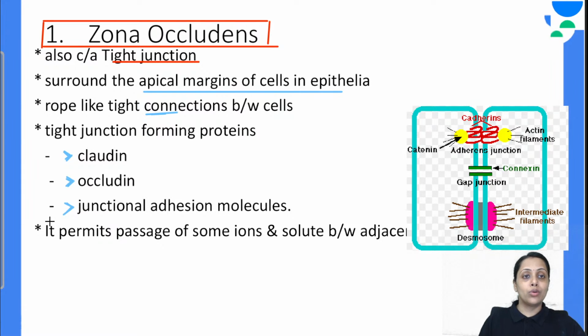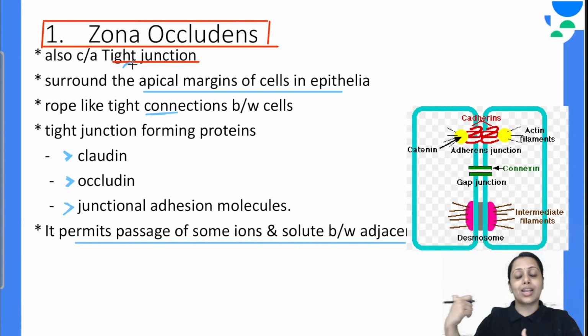This zona occludens, also known as the tight junction, permits passage of some ions and solutes between the adjacent cells. So do not confuse: if it is a tight junction, that does not mean it is not allowing any ion or solute passage. They also permit passage of some ions and solutes between the two cells. Is this clear? So do remember that it consists of certain proteins like claudin, occludin and junctional adhesion molecule.